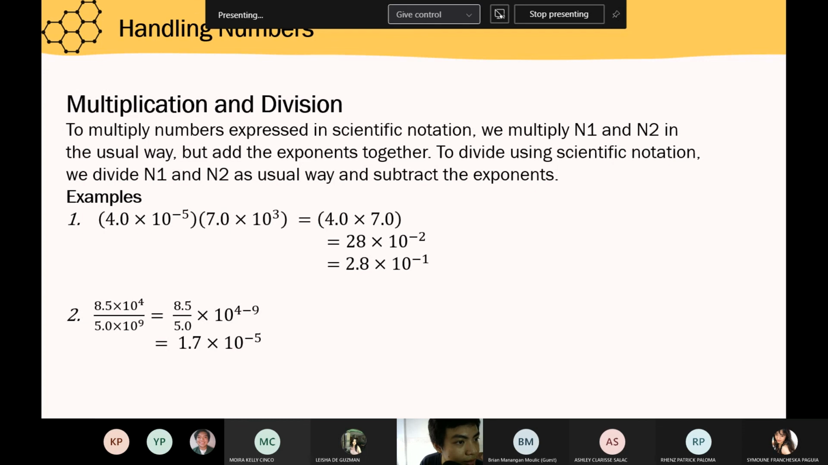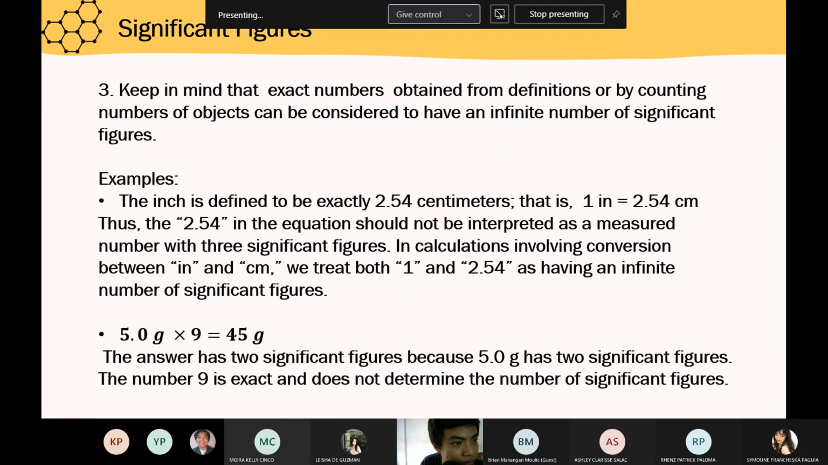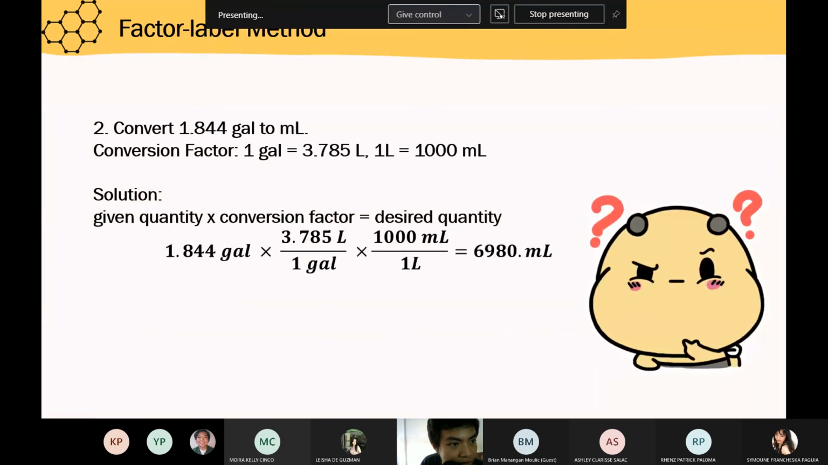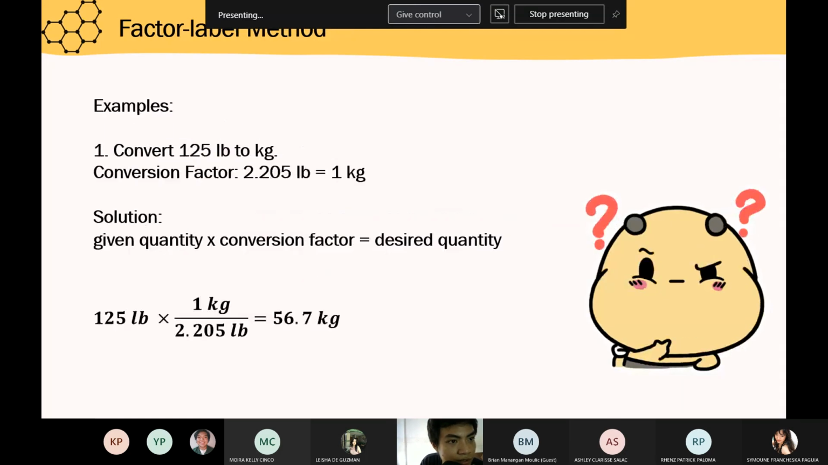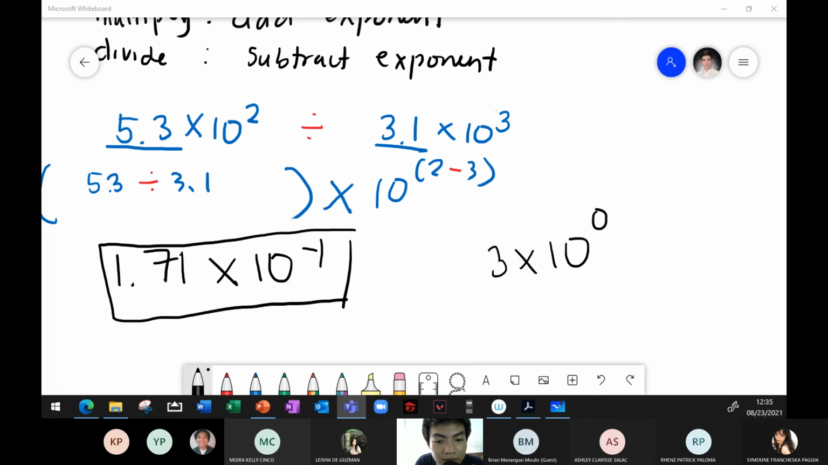So sa Thursday, mag-discuss tayo ng significant figure and then yung conversion. Mabilis ang conversion lang. Okay. So every Thursday pala maaga ko kayong i-dismiss. Ideally, i-dismiss ko kayo around maybe around 12:30 na. Okay. So 12:30 or earlier. I-dismiss ko kayo kapag Thursday. And so ganun lang ha. Hopefully may natutunan, no? Sana may natutunan today.